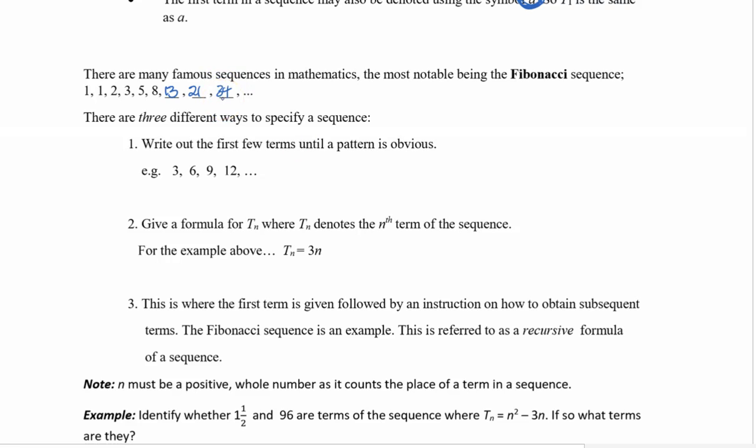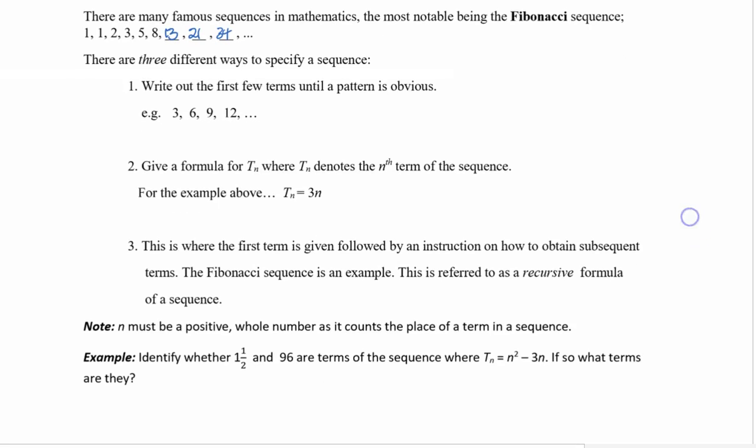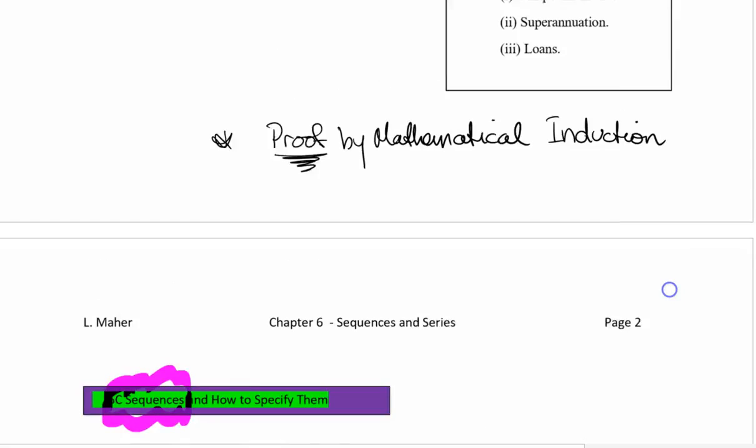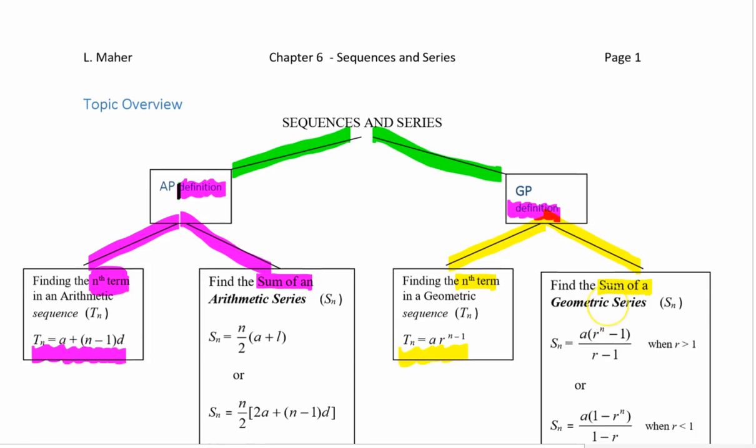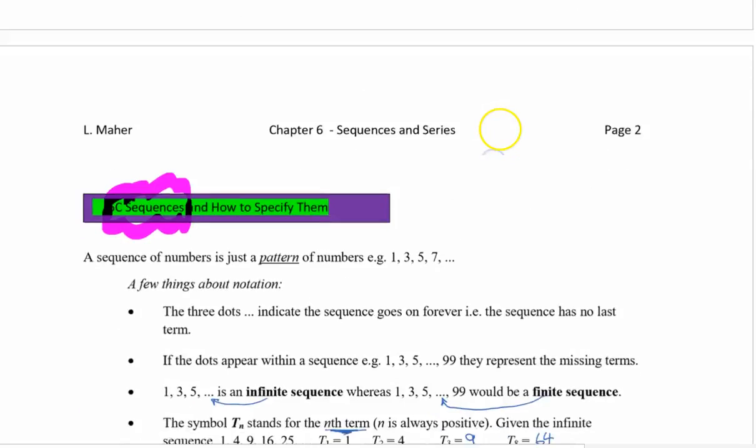Now, the only reason I'm talking about it is because it's neither an AP nor a GP. So just be aware that it is possible to have a sequence of numbers that doesn't fit the families that we are going to be focused on. So we're only dealing with APs or GPs. Now these are really specific.